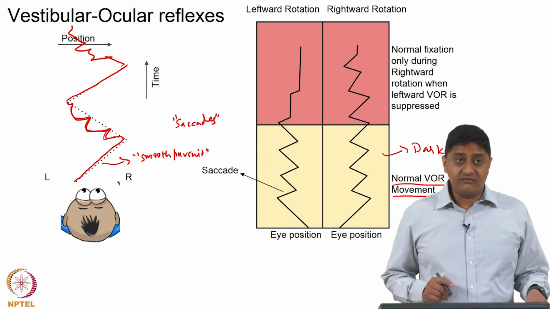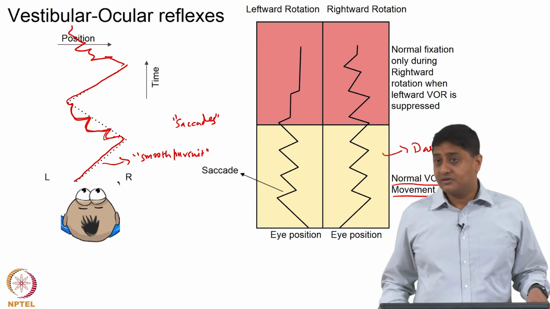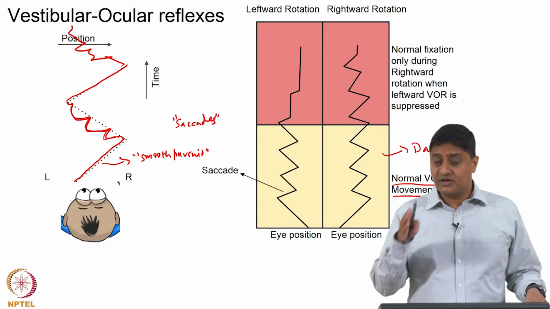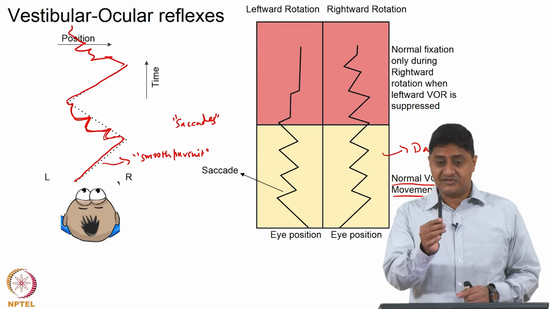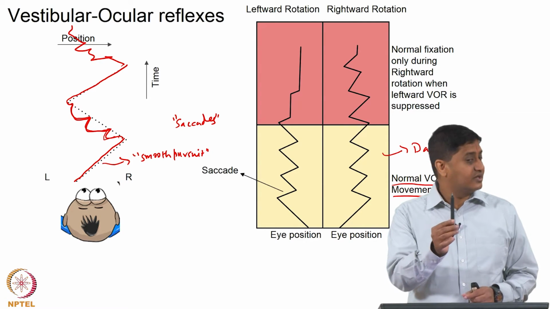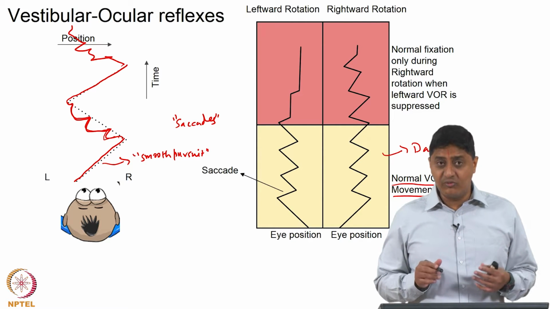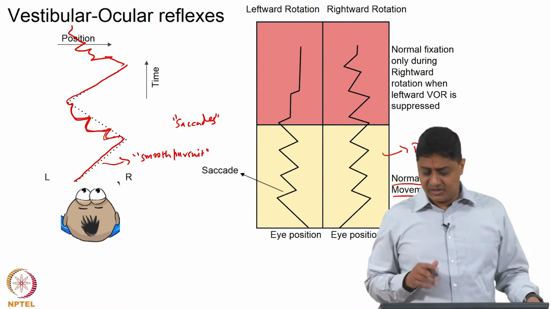So, in the dark, when you ask a person to rotate the head to the right and fixate on an object, for example, the person can do it. They can rotate to the left and do it as well, and they can do it in the dark. Eye movements are relatively normal in the dark when you ask them to fixate.